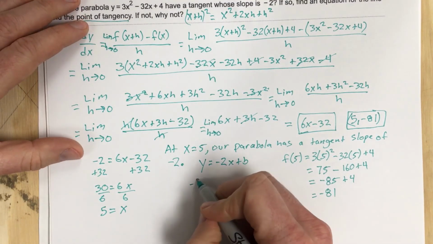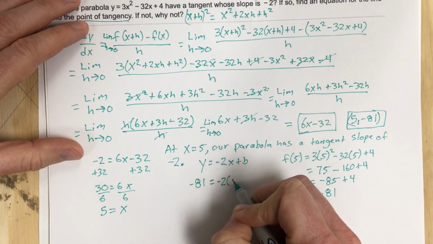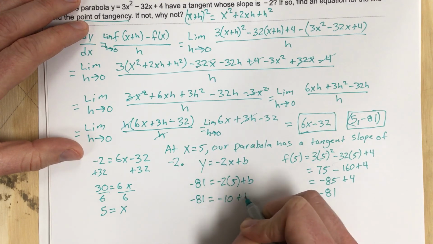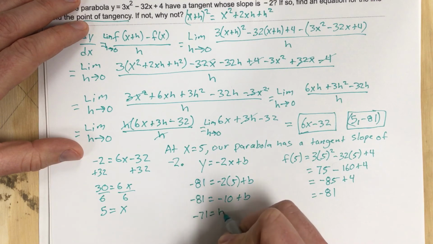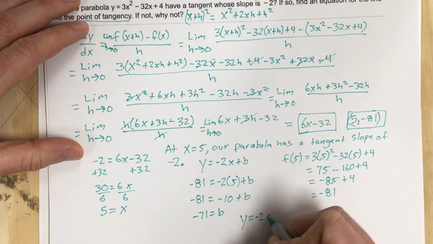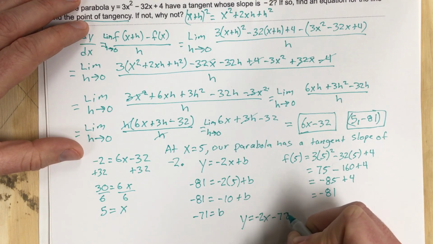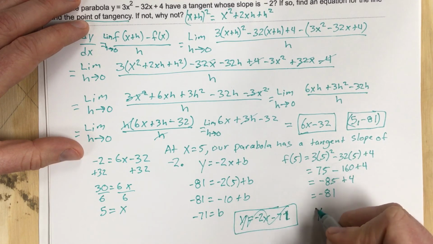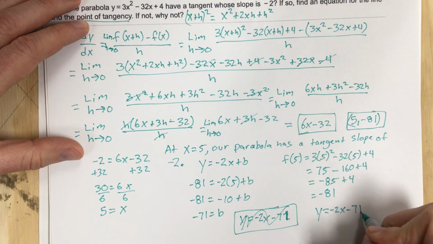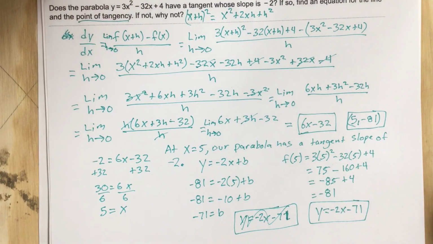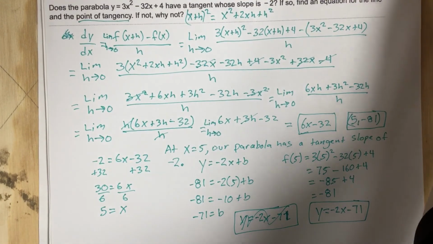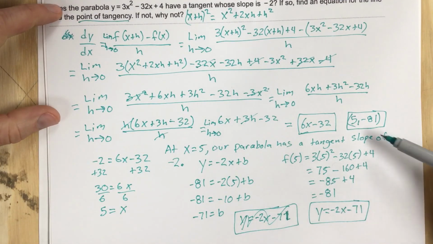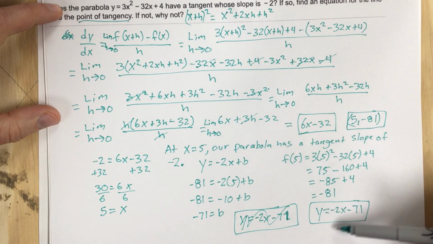Now we're going to plug that in, so negative 81 equals negative 2 times 5 plus b, so negative 81 equals negative 10 plus b. Add that over, you get negative 71 as b. So y equals negative 2x minus 71. I'm going to write that better. y equals negative 2x minus 71. This is the line that is tangent at x equal 5, negative 81. So at 5, negative 81, this is the line that's tangent there.